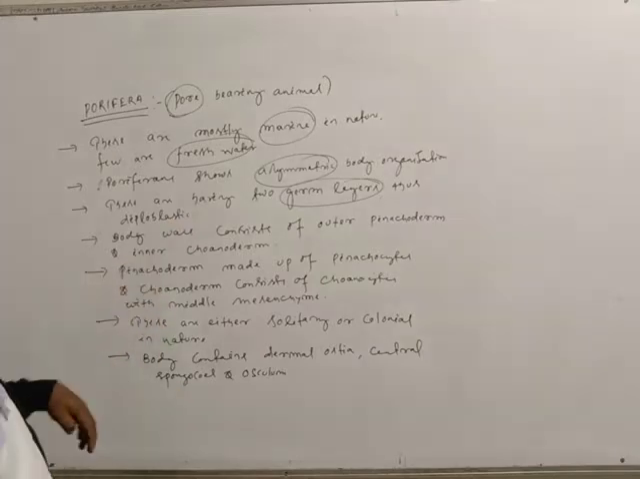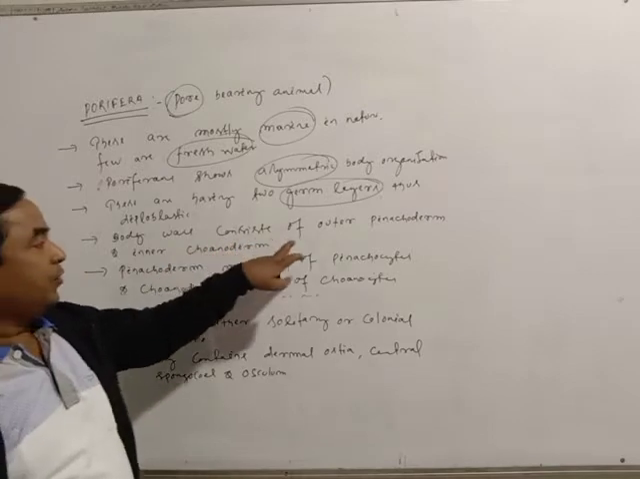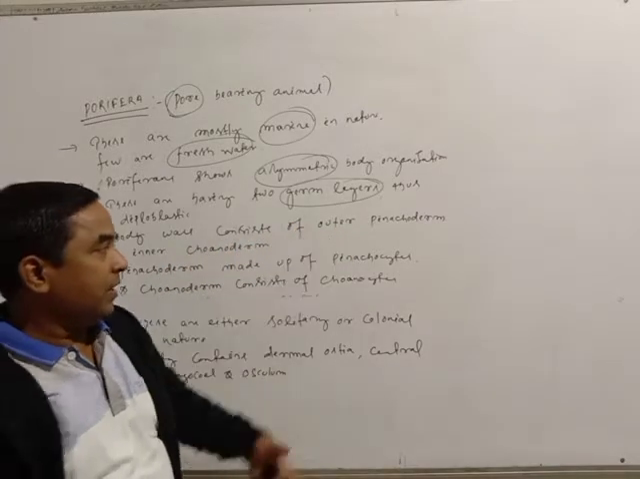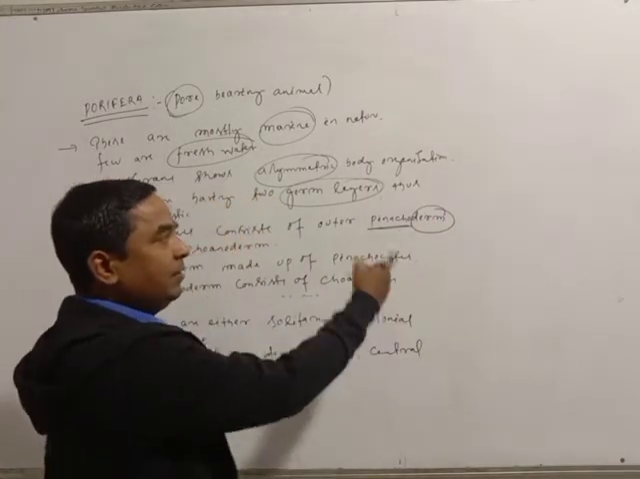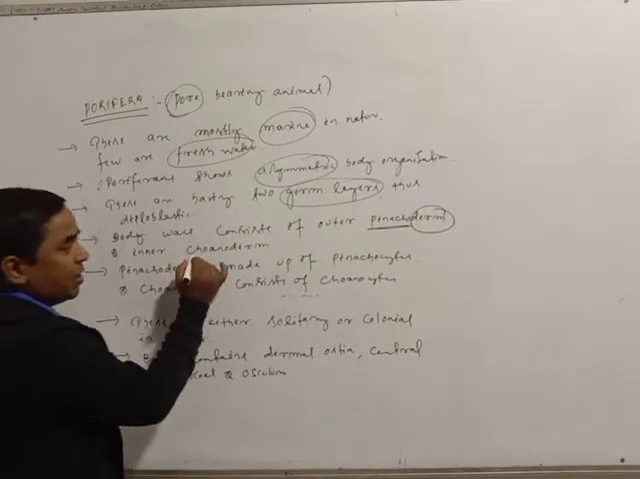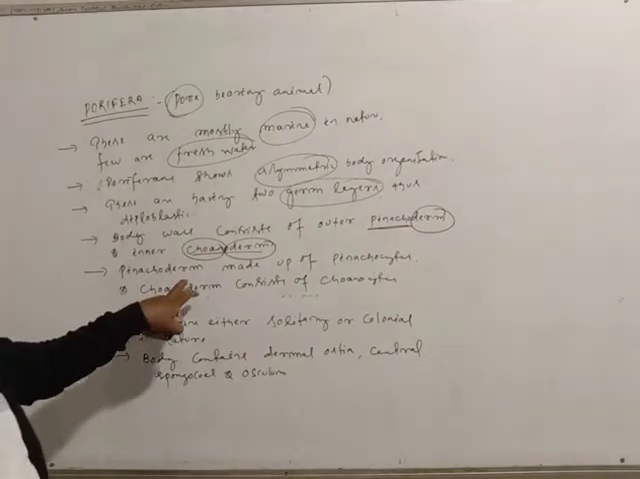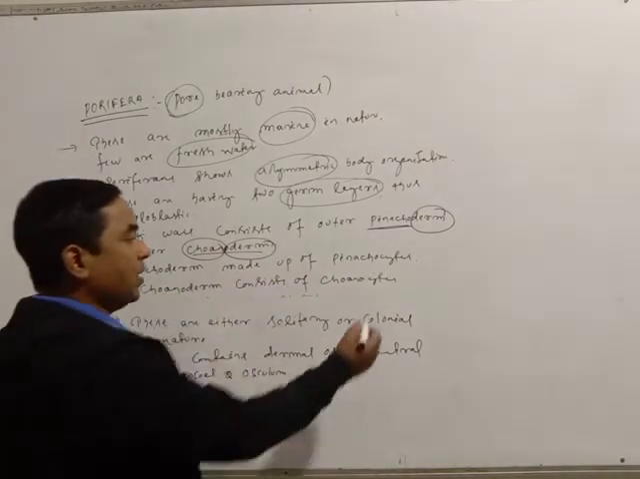Next, body wall consists of outer pinacoderm and inner choanoderm. Derma means skin. As it contains pinacocytes, that's why it is pinacoderm. And inner choanoderm, derma means skin, having choanocytes. Pinacoderm is made up of pinacocytes and choanoderm is made up of choanocytes.